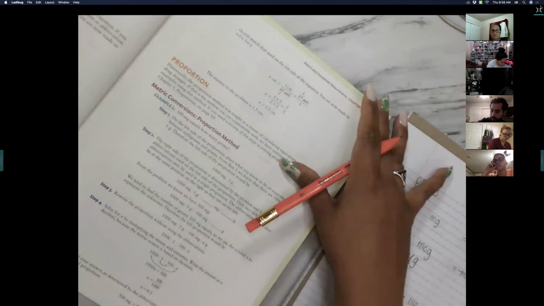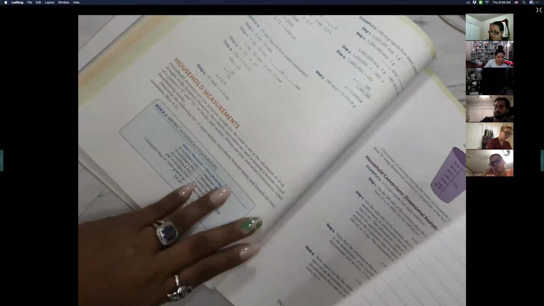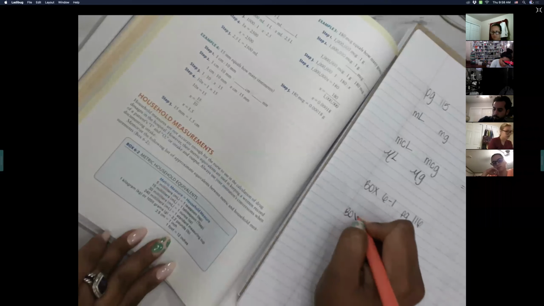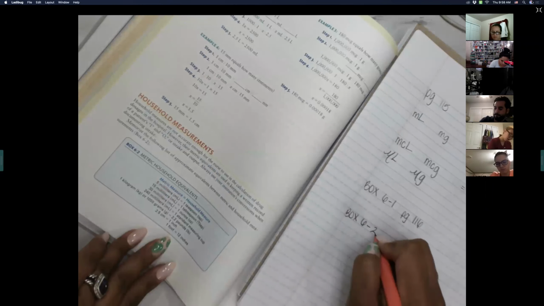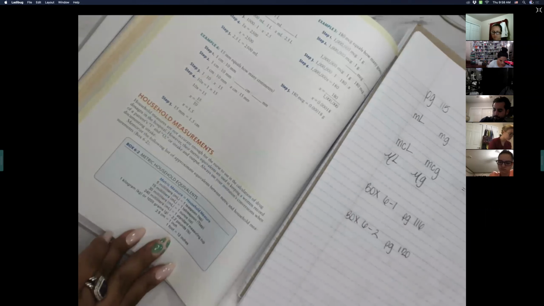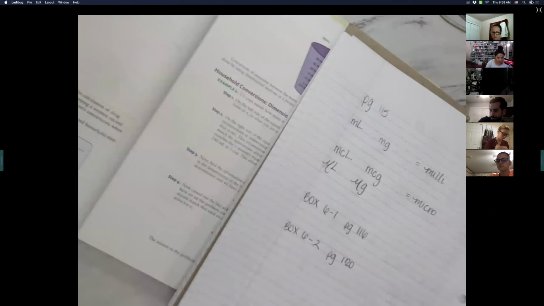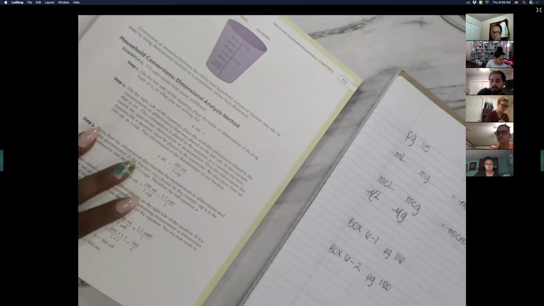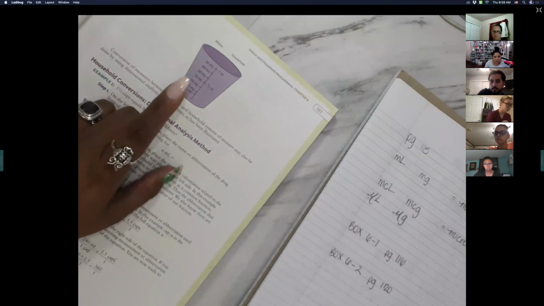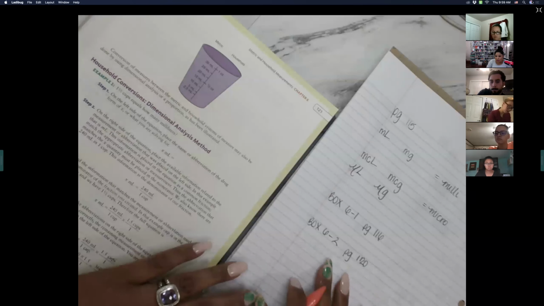Okay, then the next thing you're going to want to review is this table, and that's box 6-2 on page 120. And just so you also get a visual familiarity, review the little cup on page 121.